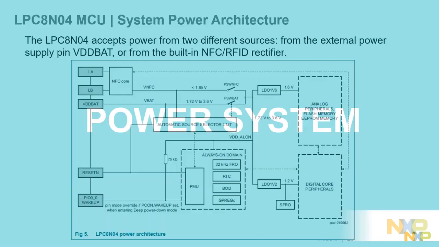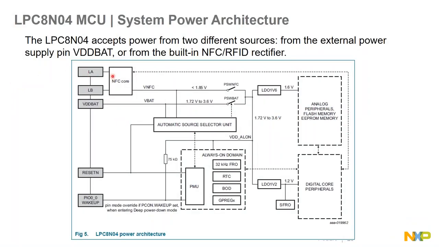The main power system, there was information that it could be powered through NFC. There is an automatic source selector unit, and if you don't have a battery connected to the processor, there is a way that if NFC is recognized, it could be powered from a passive NFC, and the processor recognizes that and it goes through this line.